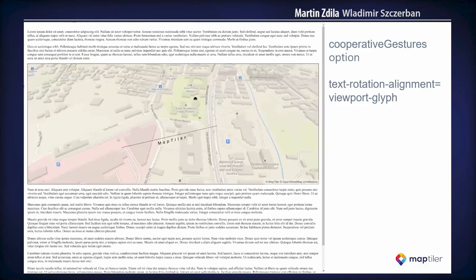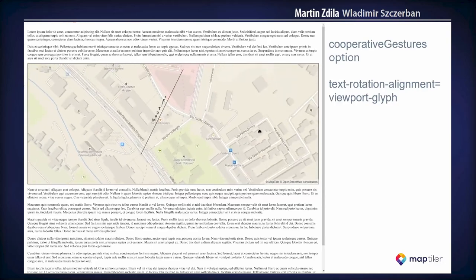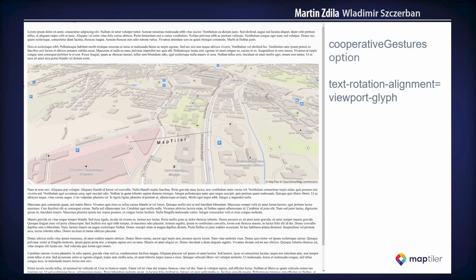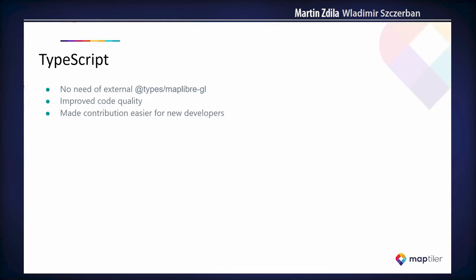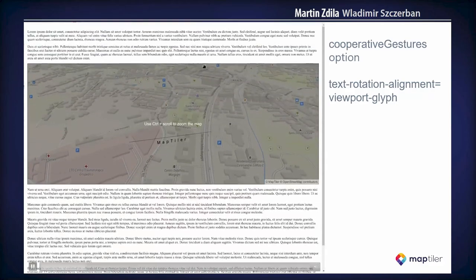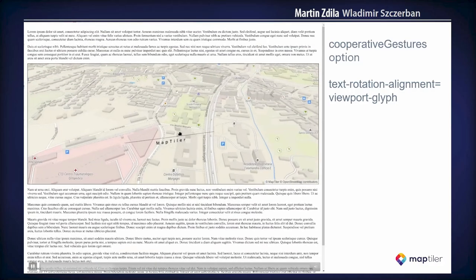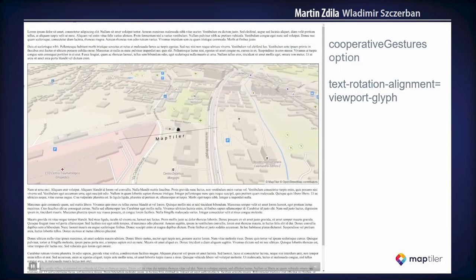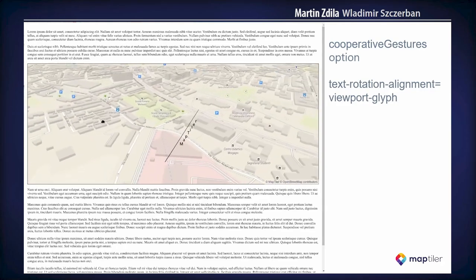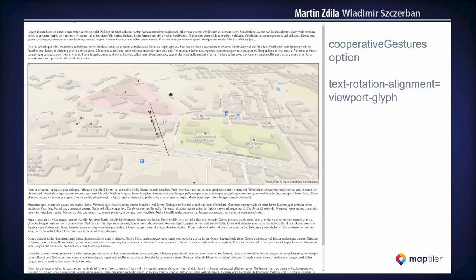And this other part of the video shows the text rotation alignment viewport glyph property. And you can see on the map, if I rotate the map, that every glyph of this MapTiler text, which is placed on the line, aligns with the viewport.